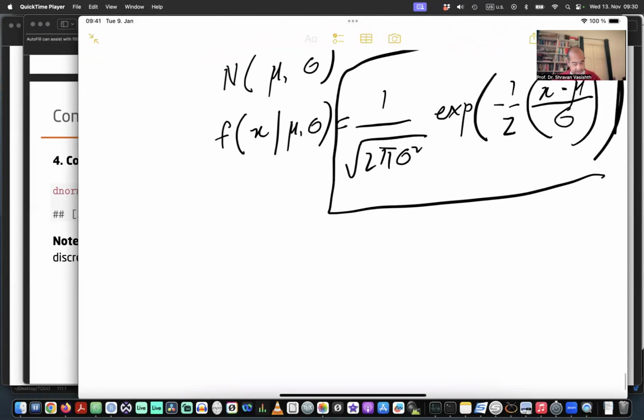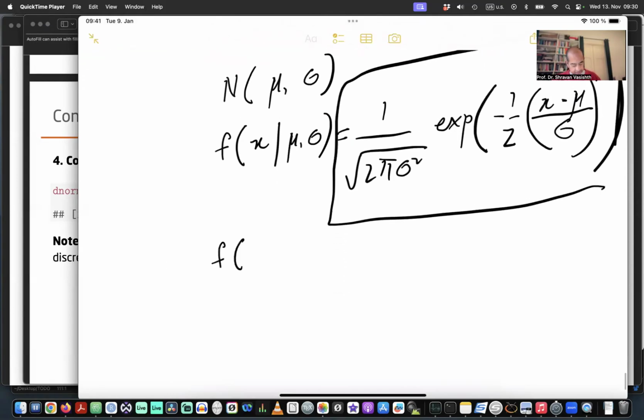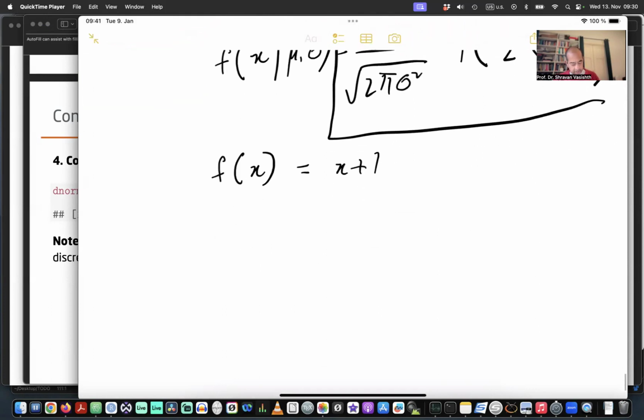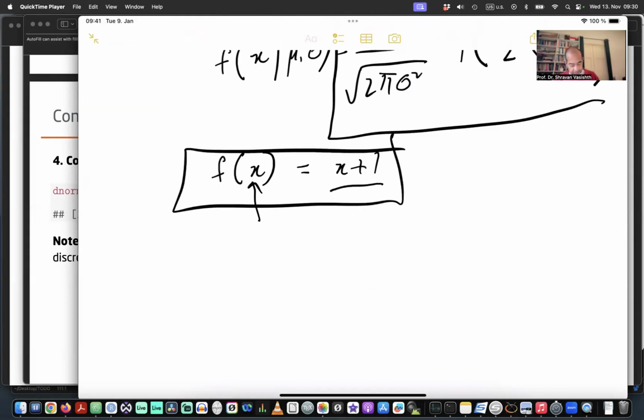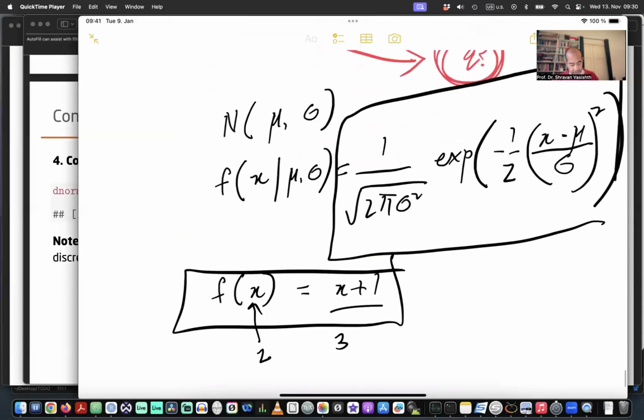It's just a function, just the same way that you can have a function like x plus 1. X plus 1 is also a function, right? So if I plug in an x value, let's say I plug in 2, it will give me back 3. In the same way, if I plug in a number here, going from minus infinity to plus infinity, any number, I will get back a number because I've specified the mu and the sigma.